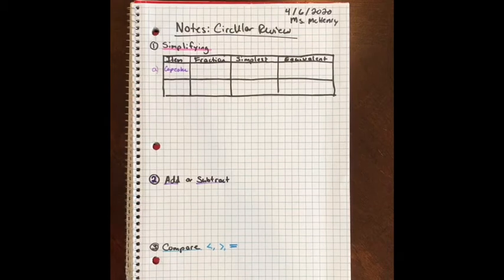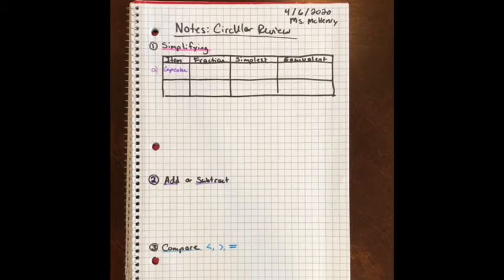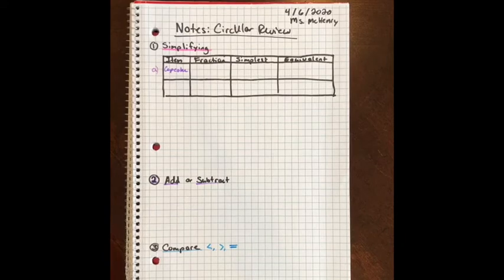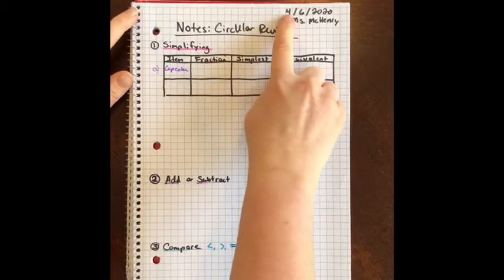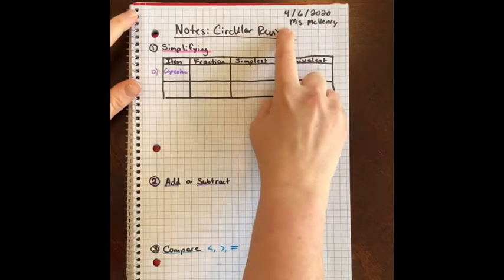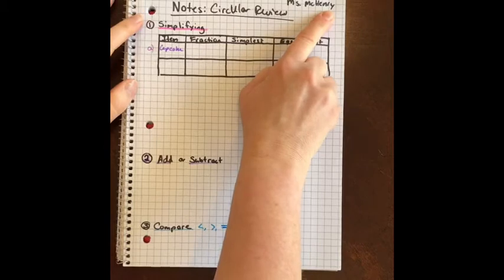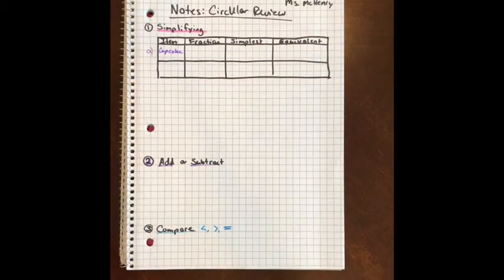Hello folks, these are the notes that you should have been taking during the Zoom meeting today. That was at 1 o'clock, April 6th, 2020. Make sure your notes are complete by the time we're done with this video. Date, top right corner, your name, because you're going to be submitting a picture of this through Google Classroom.